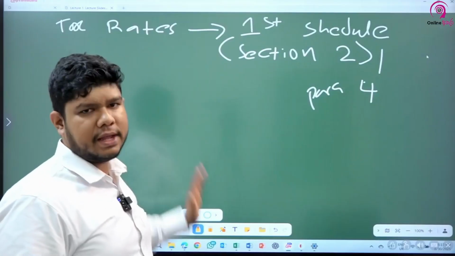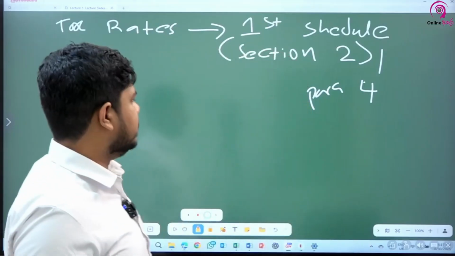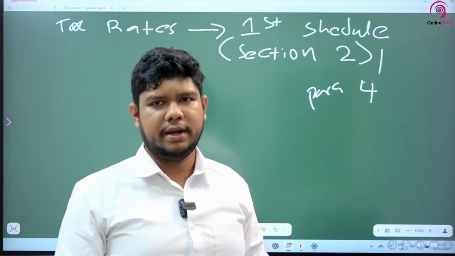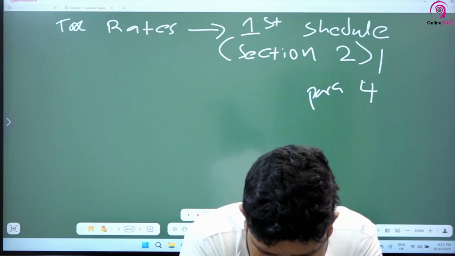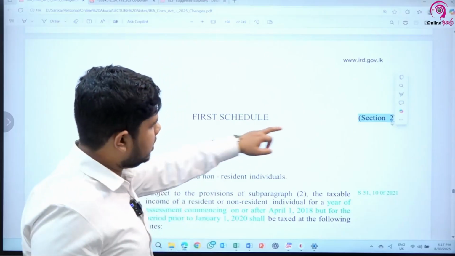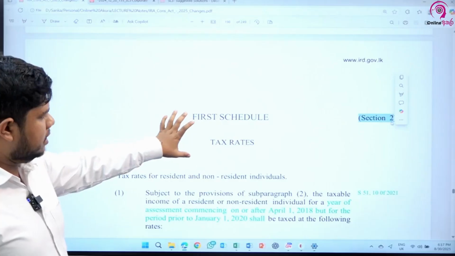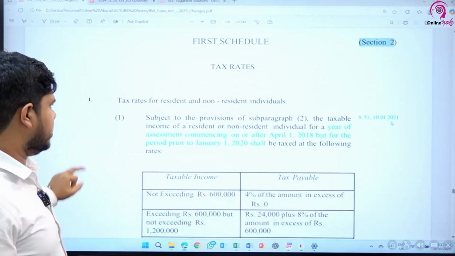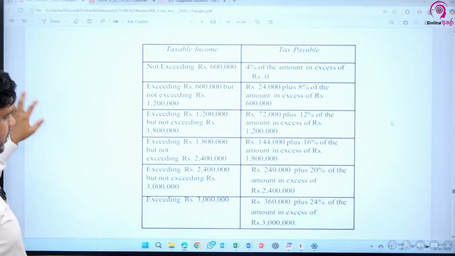For each person there is a different tax rate. For a company, now we are doing a computation for a company which is a permanent establishment in Sri Lanka, right? So we will see the first schedule. Here in the first schedule it gives the tax rate, title and governing section. Tax rate for resident and non-resident individuals, right? That's paragraph 1. It is not relevant for our case.